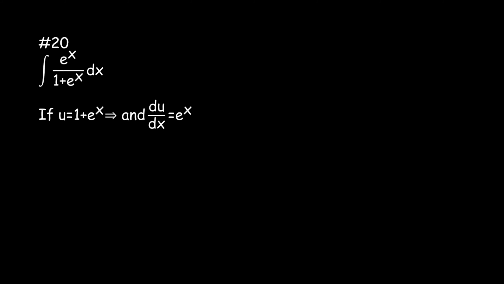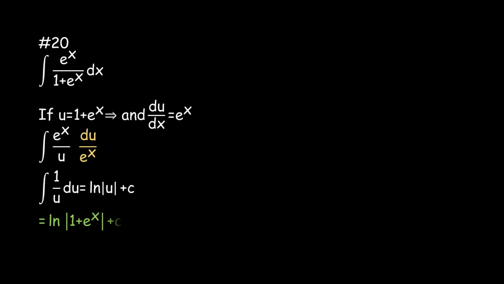So if we substitute each of the values, the e to the power x would cancel out and we have just 1 over u left. The integral of 1 over u, once again, is natural log of u, and then we replace u again and we have our final answer, ln of 1 plus e to the power x plus c. There we go.